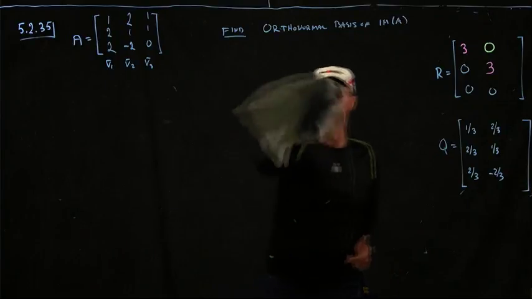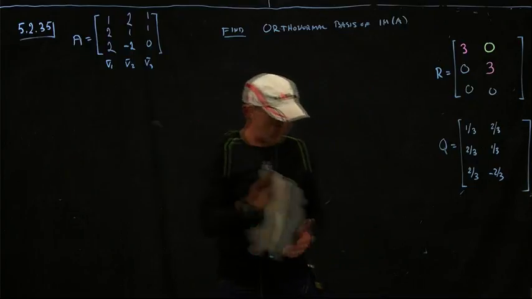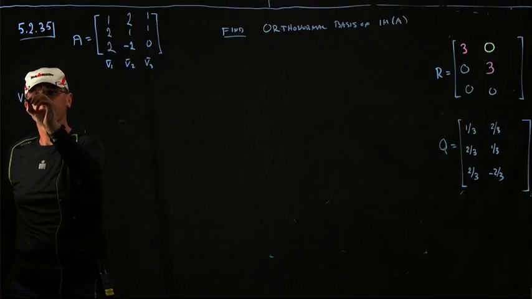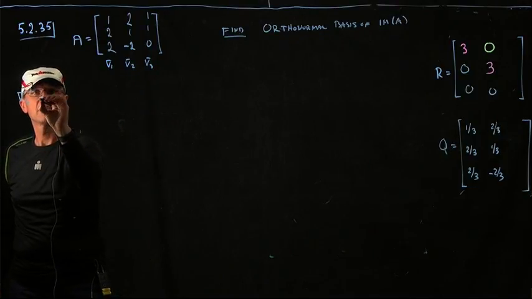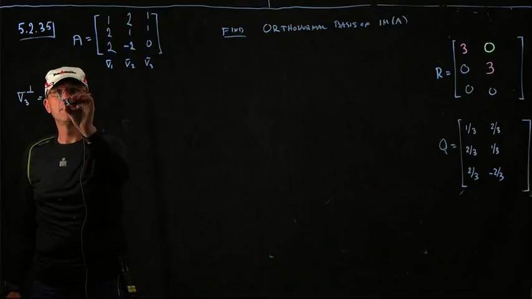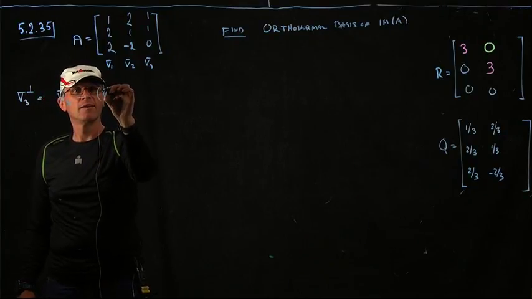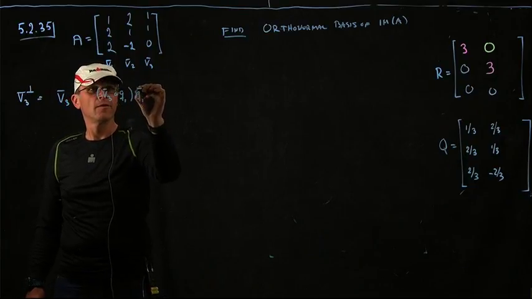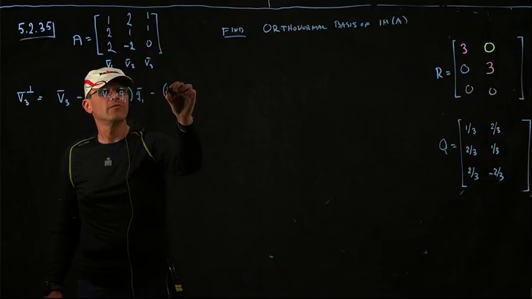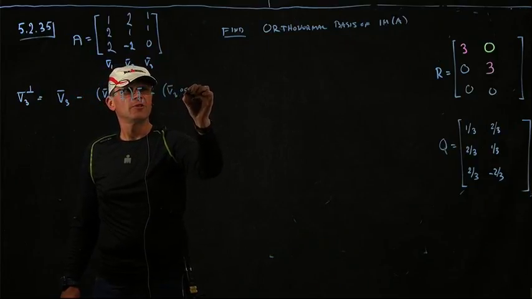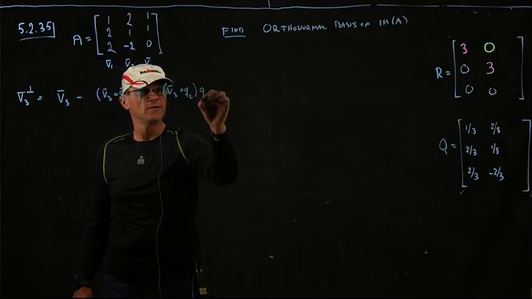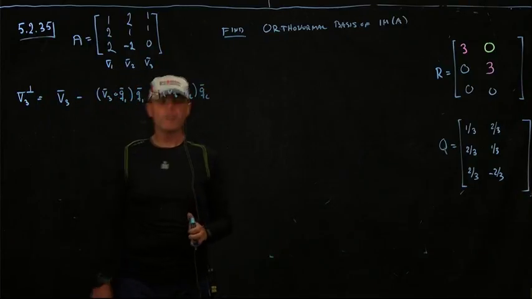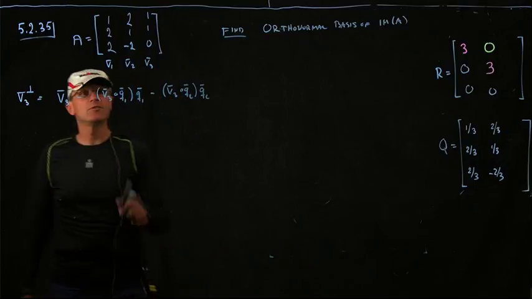Okay, so we need the usual. We're just running Gram-Schmidt, so we need V3 perpendicular. So V3 subtract V3 projected onto Q1 and subtract V3 projected onto Q2. So we have to compute dot products as usual.